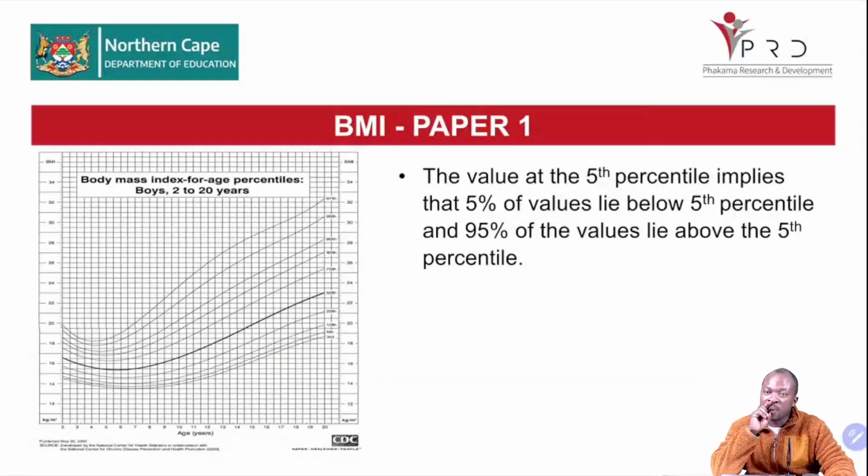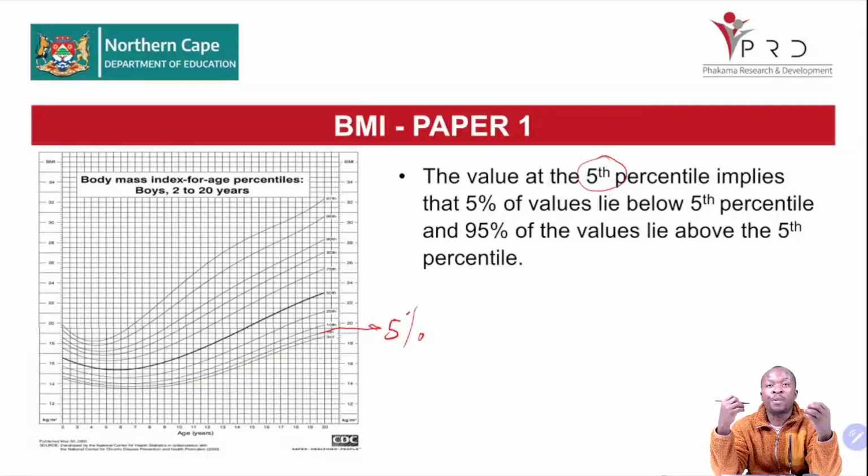Okay, now let's look at that. When we say the value is at 5%. Here is our 5%, the second line from the bottom. Okay, 5%. What does that mean? Because the examiner wants you to explain what the 5th percentile means. 5% means 5% of the learners or children that are your weight are below your weight, and 95% of the children your weight are above yours.